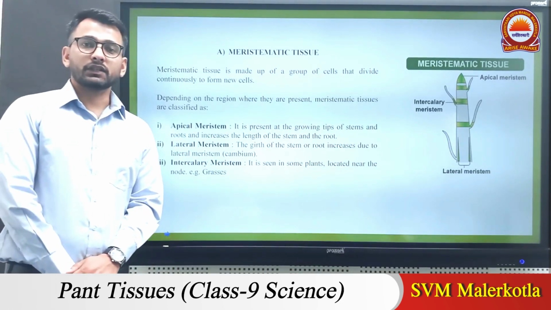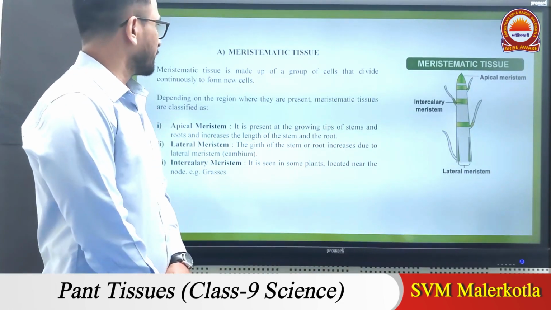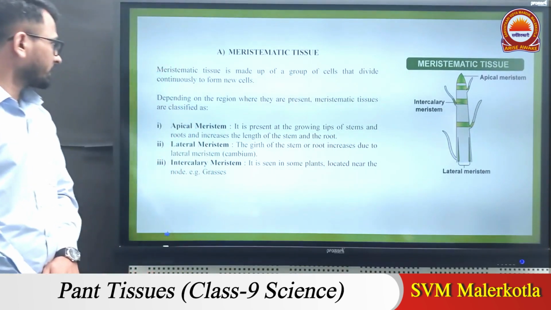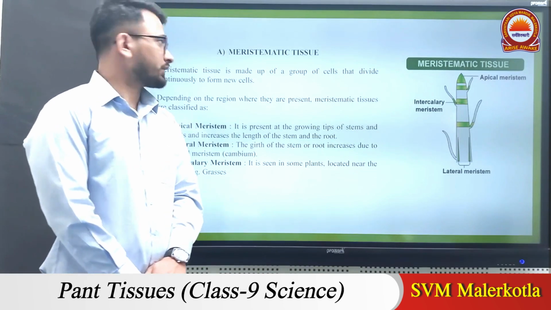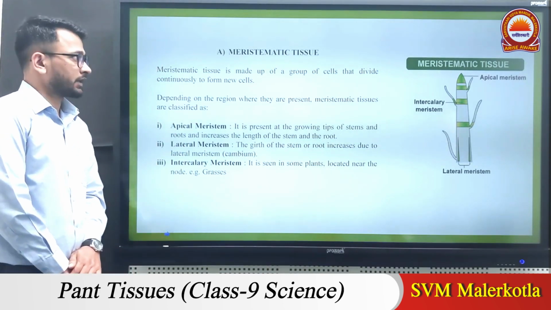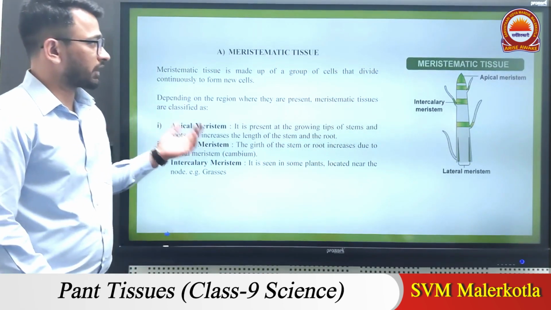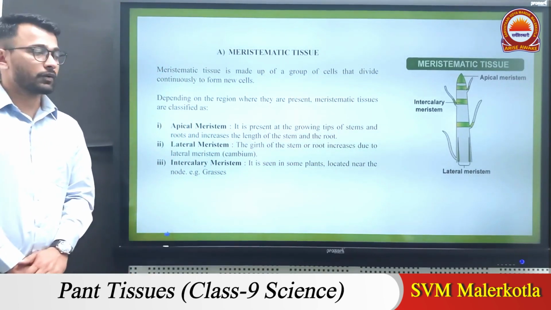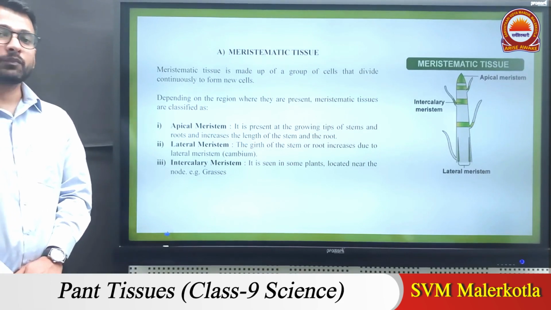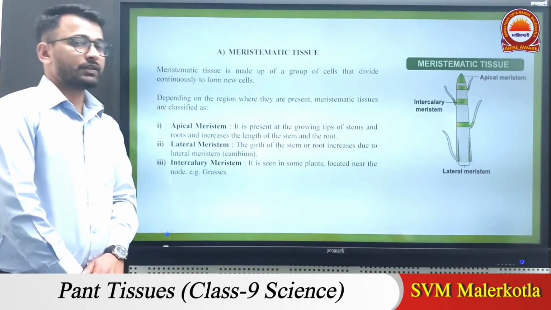Now we will discuss meristematic tissues. Meristematic tissue is made up of a group of cells. They divide continuously to form new cells. Actually, their function is only to divide, or multiply, the cell. Then, depending upon the regions where they are present, meristematic tissues are classified into three types.